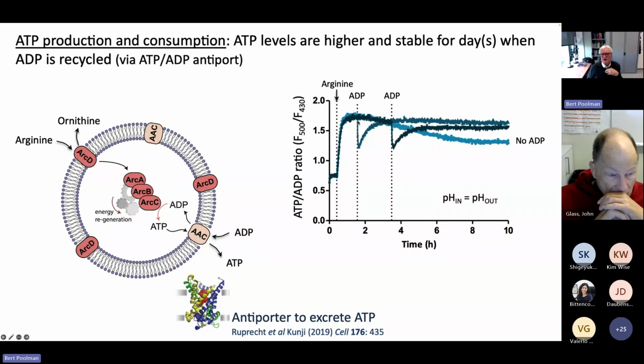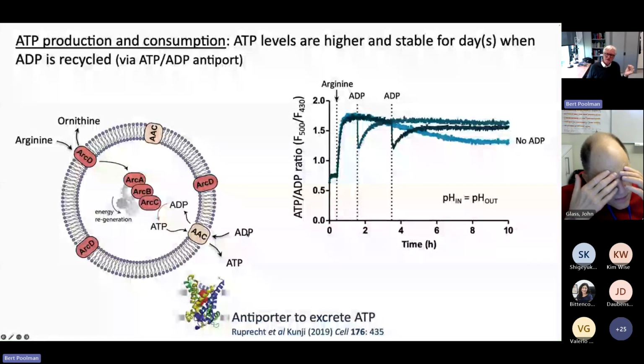However, if we add ADP, in this case after 90 minutes, we see a transient drop in the ATP level inside the vesicles, but then it recovers and remains stable for hours. In fact, it remains stable for at least a day. And so here we've reached a new steady state in which these systems are continuously producing ATP, but the ATP is also transported out in exchange for ADP.